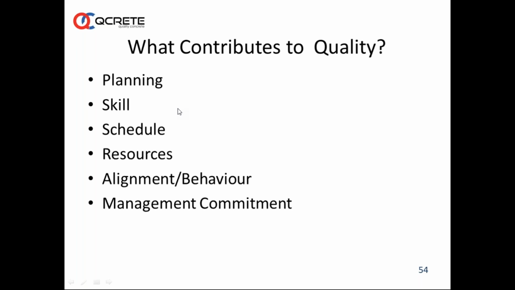What is the main difference? The most important point is that when you are doing a site mix, your water cement ratio is a question mark. Water cement ratio is the one which governs the strength of concrete, and not the cement content.